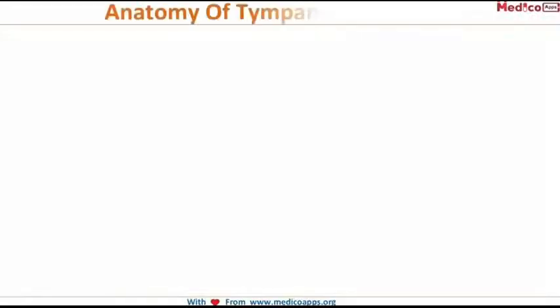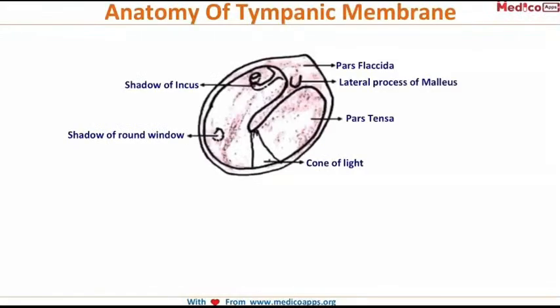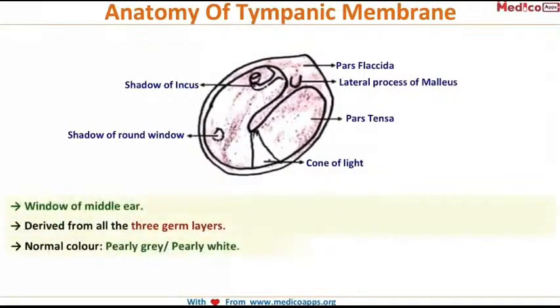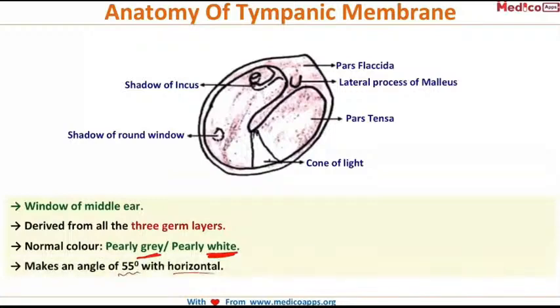Now let's look at tympanic membrane. As you can see, this is how it appears. It is known as the window of the middle ear. Okay, it is derived from all the three germ layers and the normal color is pearly grey or pearly white. Okay, and it makes an angle of 55 degrees with the horizontal. Okay, so these are the parts.